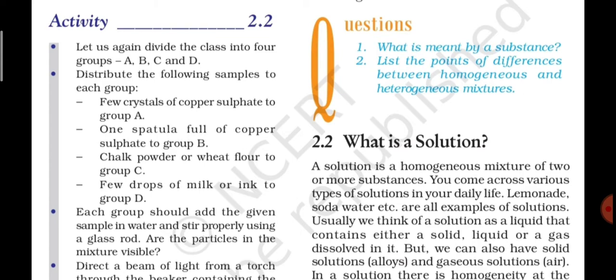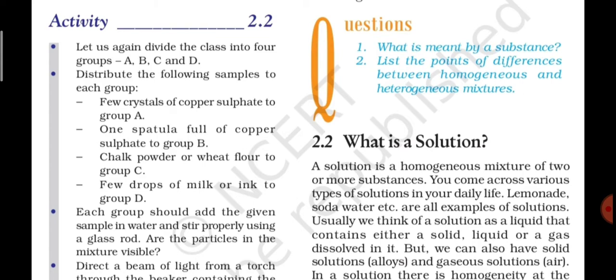Now let us discuss activity 2.2. It is given here that let us again divide the class into four groups A, B, C and D. Distribute the following samples to each group: few crystals of copper sulfate to group A, one spatula full of copper sulfate to group B, chalk powder or wheat flour to group C, few drops of milk or ink to group D.